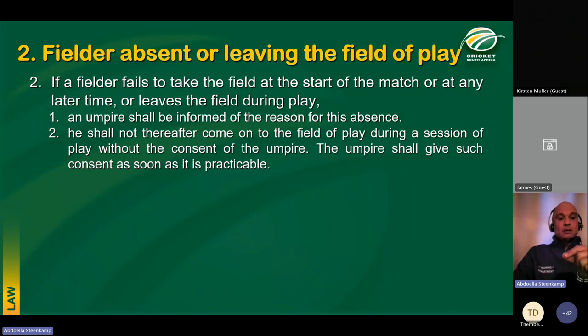Then that injured fielder who went off the field, before coming back onto the field of play, needs to get the consent of either of the umpires. Why do they need to get the consent of the umpire? Because the umpire needs to make a note when the fielder returned to the field of play. So you need to inform the umpire when you go off. The umpire will make a note. You need to inform the umpire when you return. And you also need to make a note.